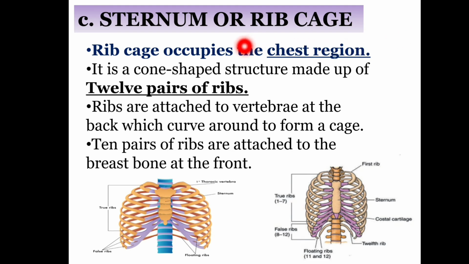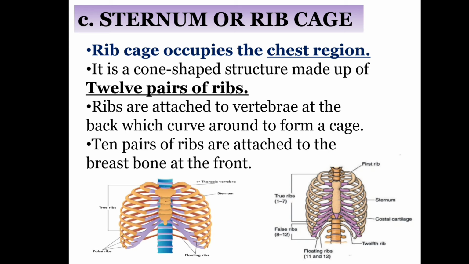Rib cage. The rib cage occupies the chest region. It is a cone-shaped structure made up of 12 pairs of ribs. You can see here 12 pairs of ribs. Ribs are attached to the vertebrae at the back, which curve around to form a cage. So it looks like a cage.